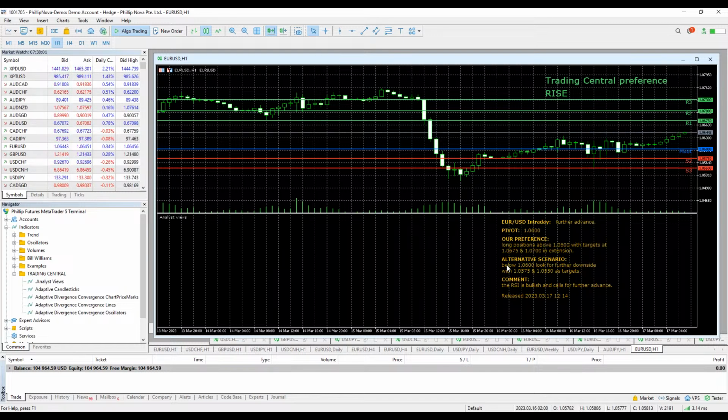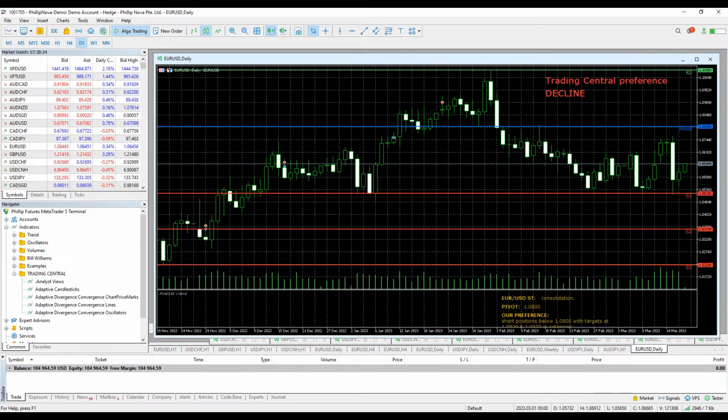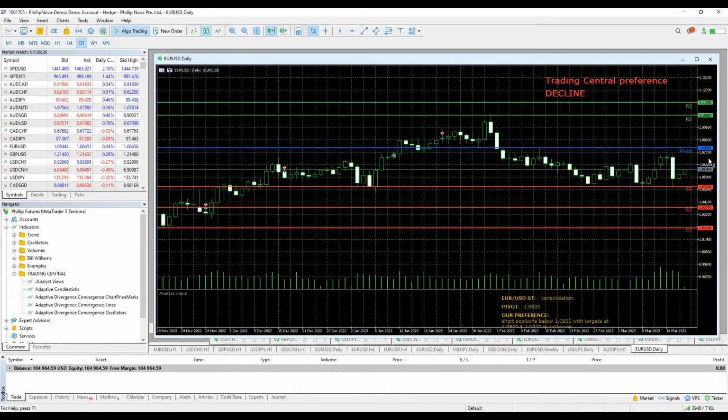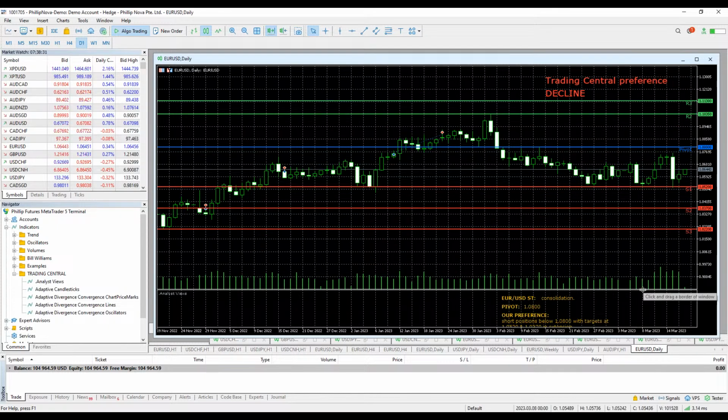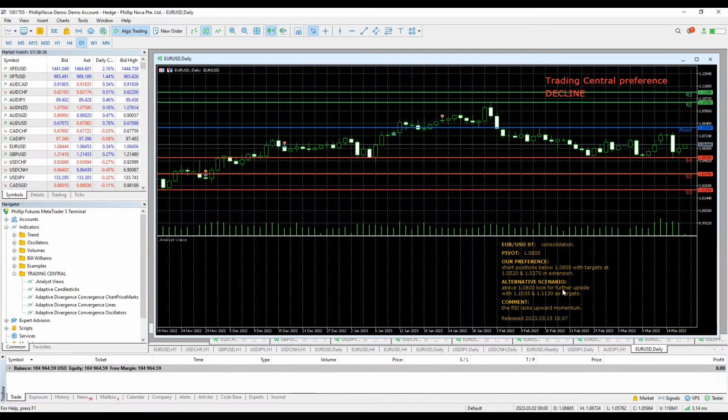You can also see that the date on which this was released is really recent. This is the 17th of March at 12:14, so it was released less than half an hour ago. This is Singapore time. Depending on the time frame that you load it on, let's say hourly, we jump to daily. On the daily, you would see that the view is different. The view is different. On the daily, it has a more bearish bias.